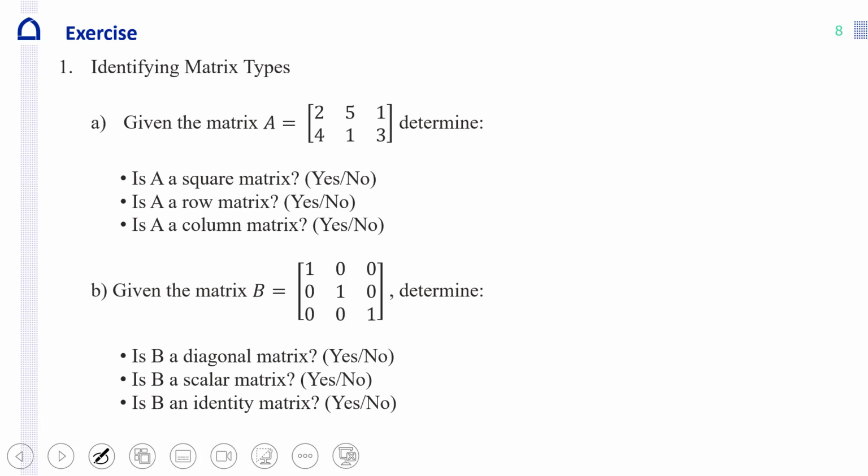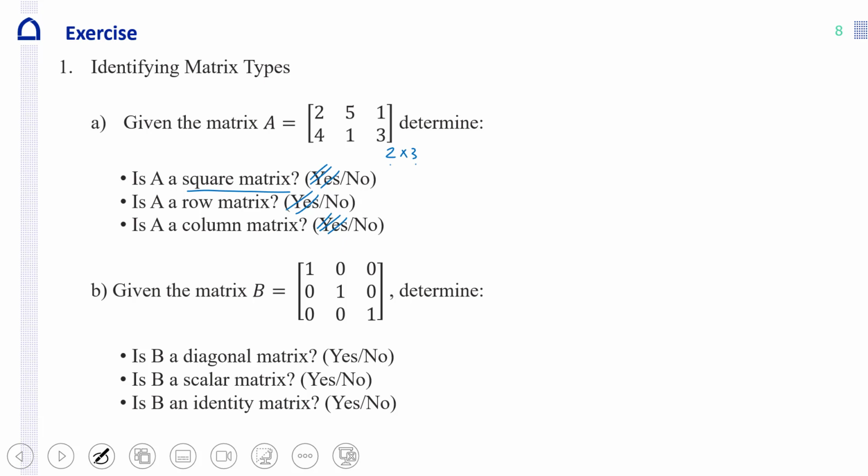Okay, let's go for this exercise. Is A a square matrix, yes or no? What does square matrix mean? The number of columns is equal to the number of rows. Here, I have 2 rows, but 3 columns. So the answer is no. Is A a row matrix? No, it has 2 rows, so it is not a row matrix. Is A a column matrix? No, it has 3 columns.